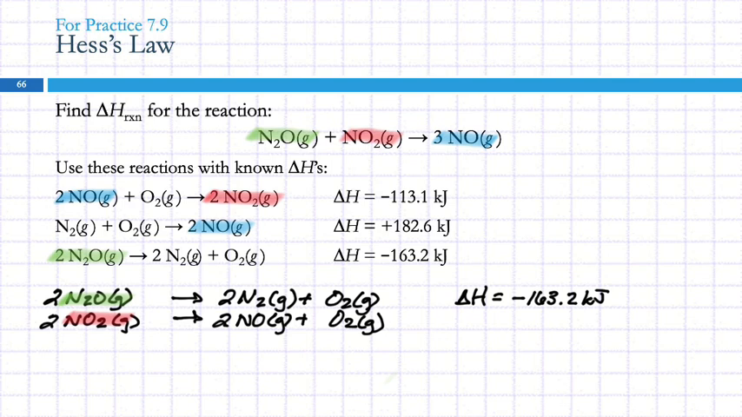So as I write down delta H, I reversed the chemical equation. So what do I do to delta H? I reverse the sign. So up here, it was negative 113.1 kilojoules. But I'm writing it backwards. So now it's positive.